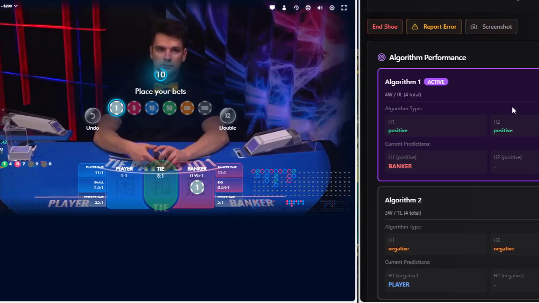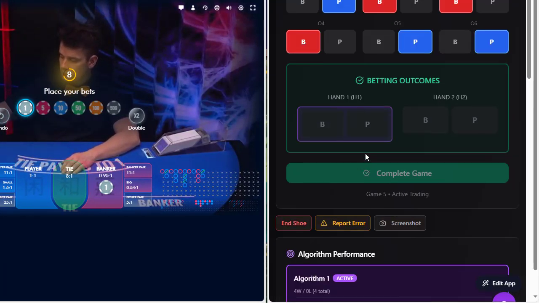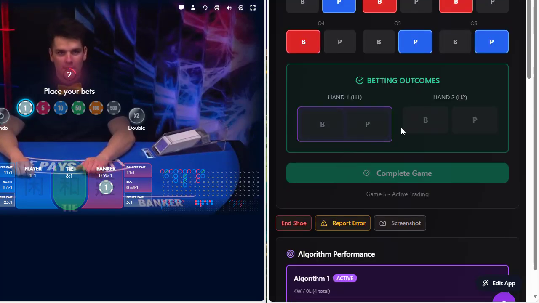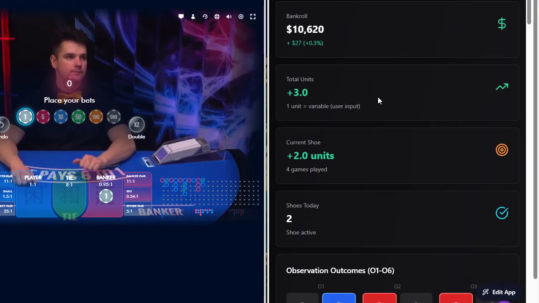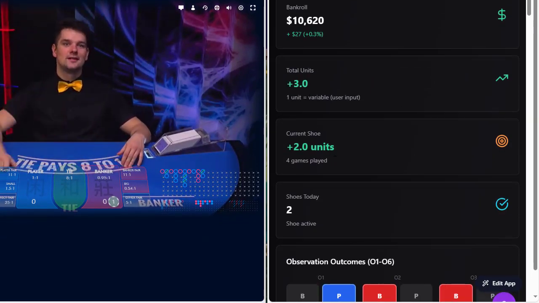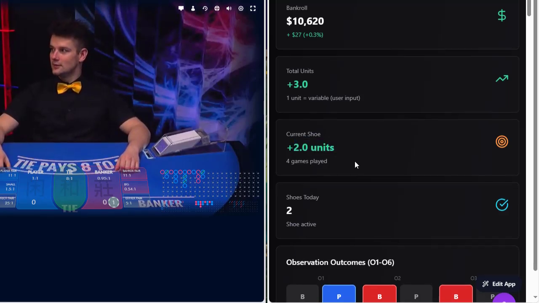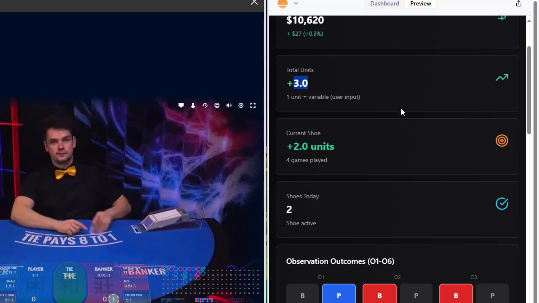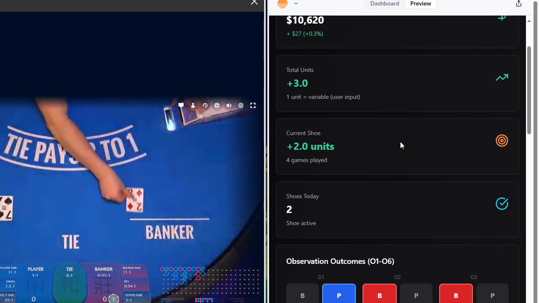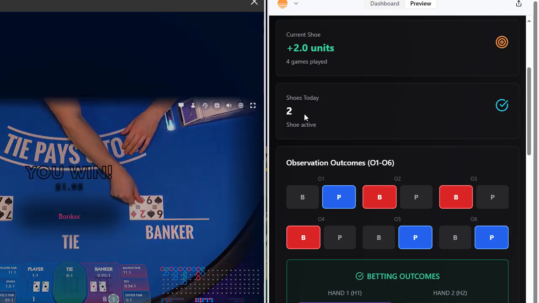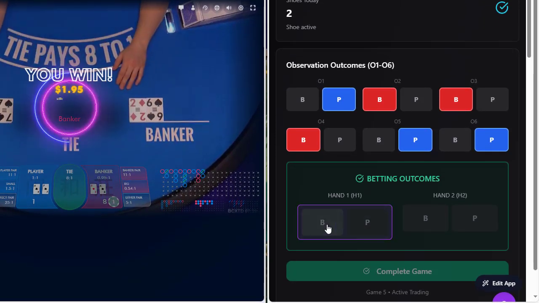So this is the thing, when you're playing here with this standard, you are in control. You have the power. You can see here we're at a total of 3 units. We're in this shoe. We're at 2 units. We're at 4 games played. Total of 3 units, I think all together, because we had 1 unit before I started that. We're on the second shoe for, quote unquote, the day.